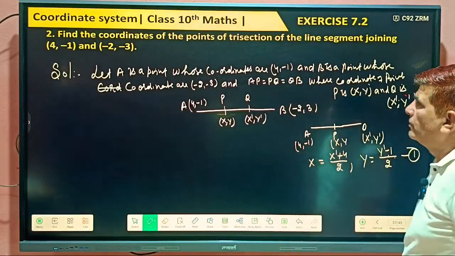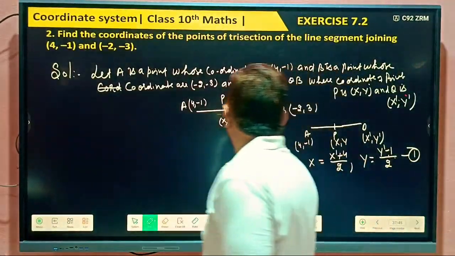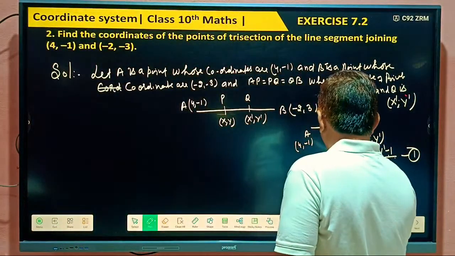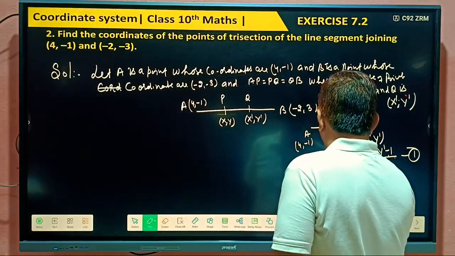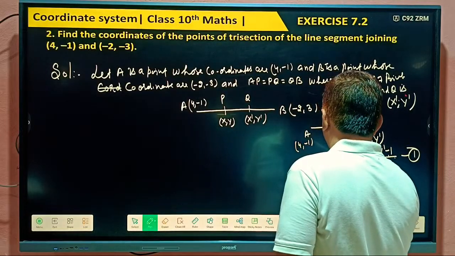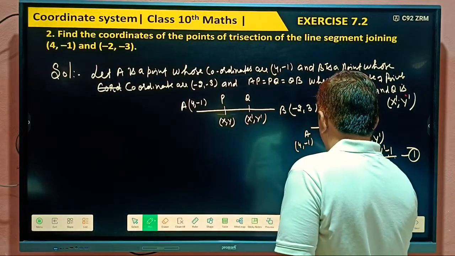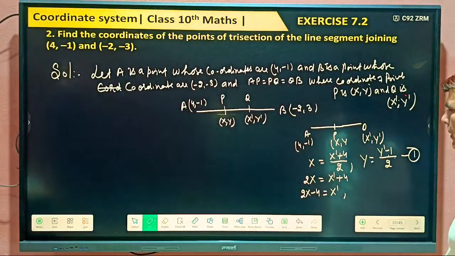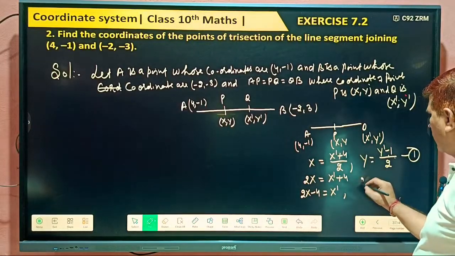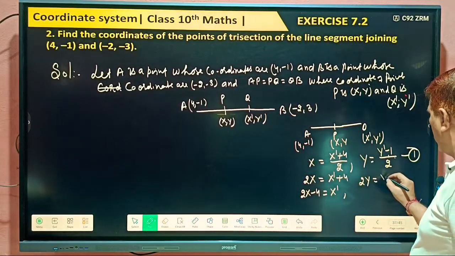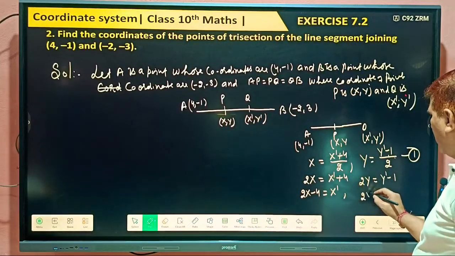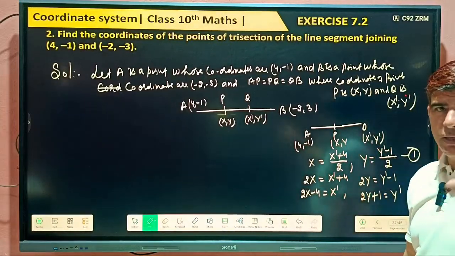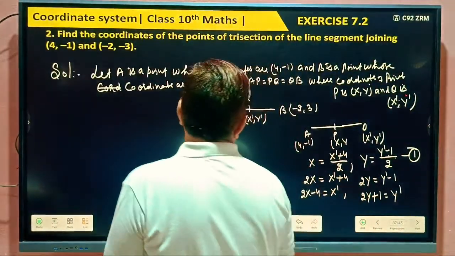One is this, and one is this. And then from this what we can say? From this we can say 2x is equal to X dash plus 4, and 2x minus 4 is equal to x dash. Understood? From here this becomes 2y is equal to y dash minus 1. So 2y plus 1 is equal to y dash. This we have taken. In the example I told you another method.